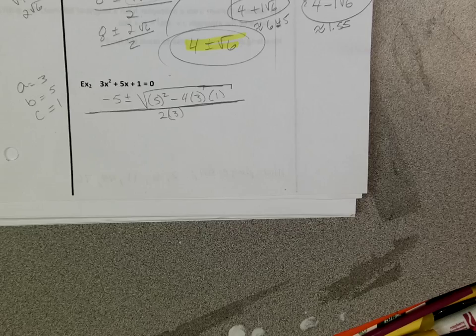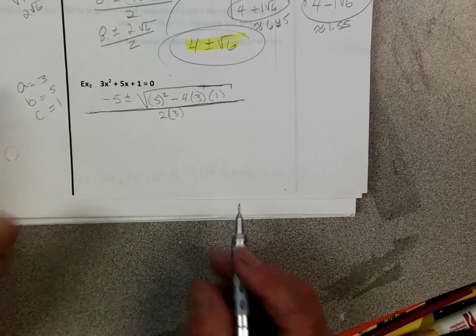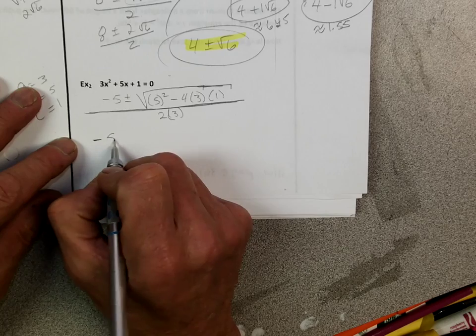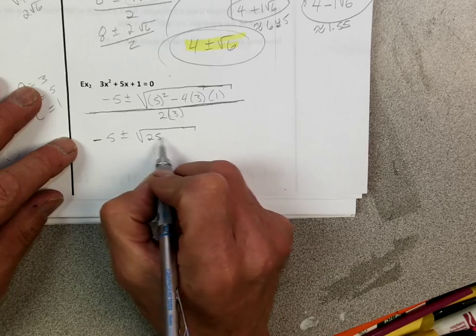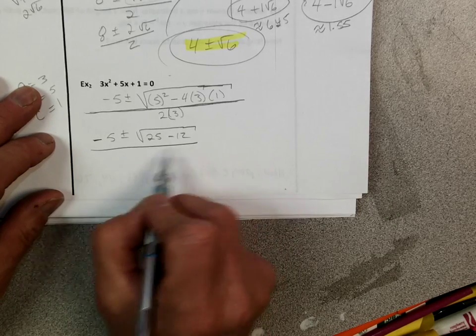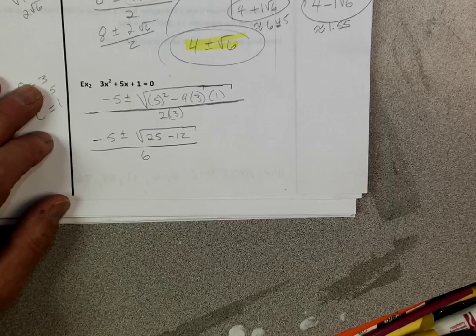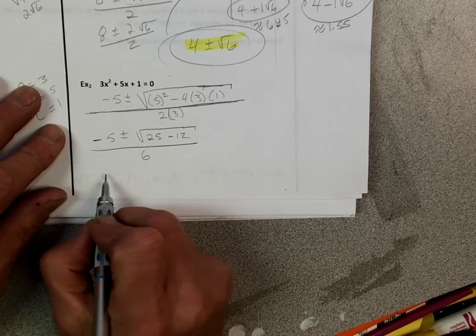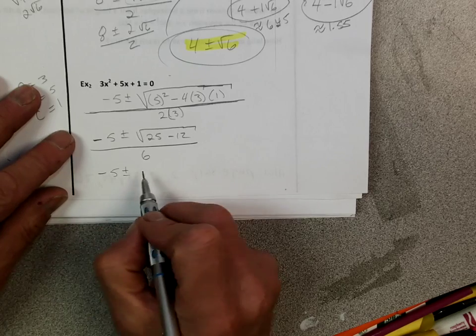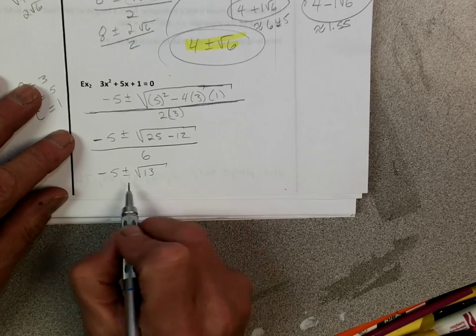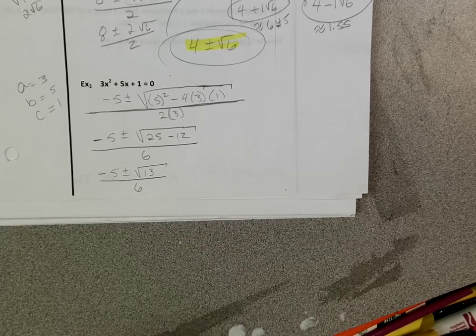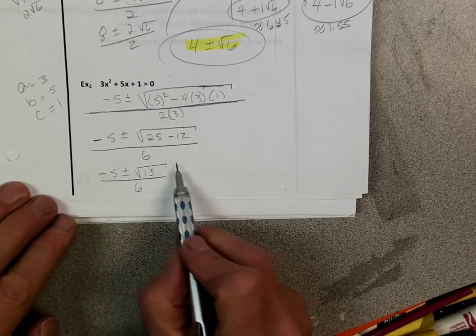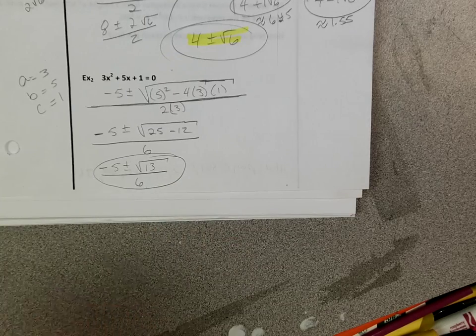All right, let's simplify it. Put the numbers where they belong. So it's going to be negative 5 plus or minus the square root of 25 minus 12, all over 6, which is negative 5 plus or minus the square root of 13, all over 6. Now you cannot simplify 13. 13 is just 13. So we could say, done, answer, unless we wanted a decimal answer.